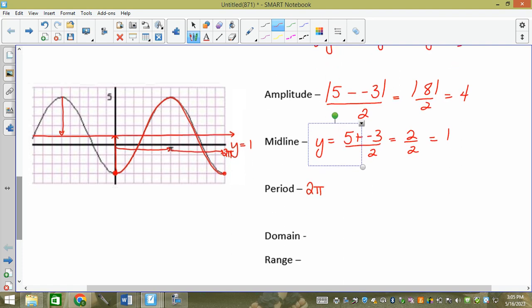My domain is x such that x is an element of the reals. And my range is y such that negative 3 is less than or equal to y is less than or equal to 5. Y is an element of the reals.